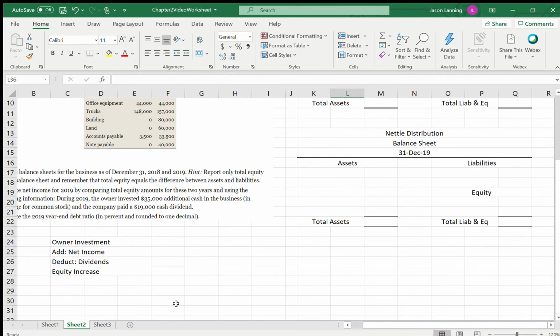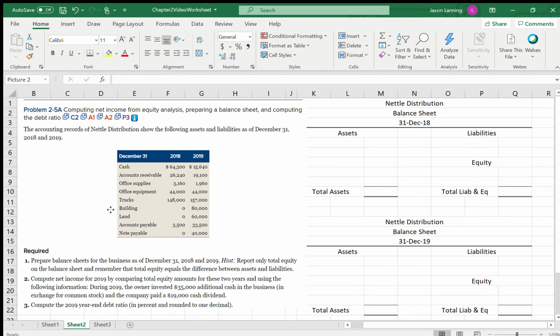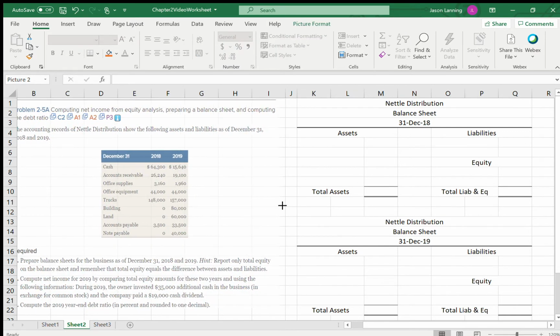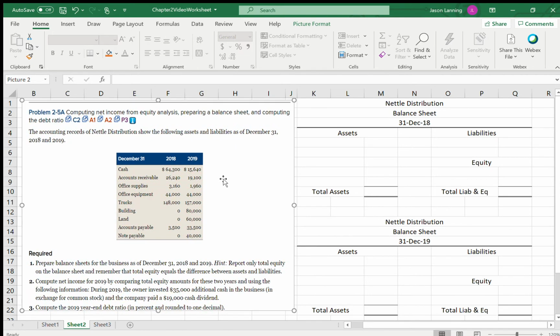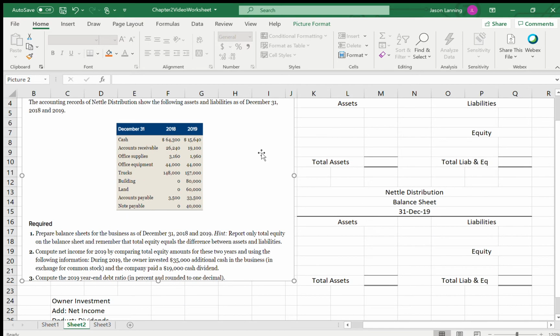Now the next problem was problem P. I think it's just 25A. There it is. Let's try and make this a little smaller. There we go. We're going to be looking at net income and such here from equity analysis. We'll be doing a balance sheet and so on. So we've got information here from this company, Nettle Distribution.